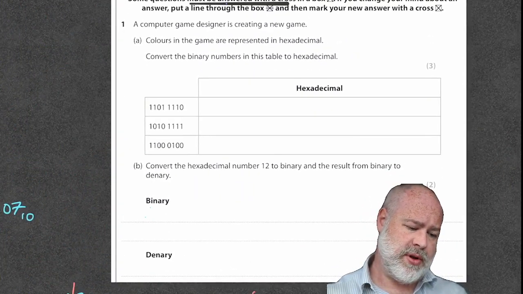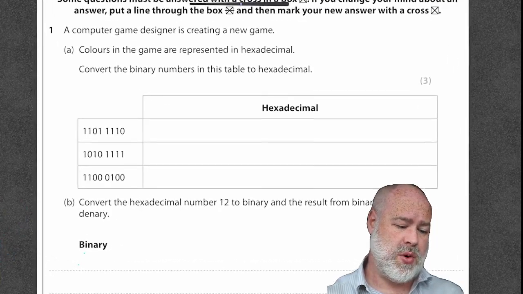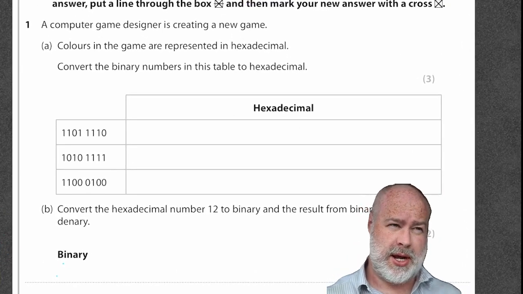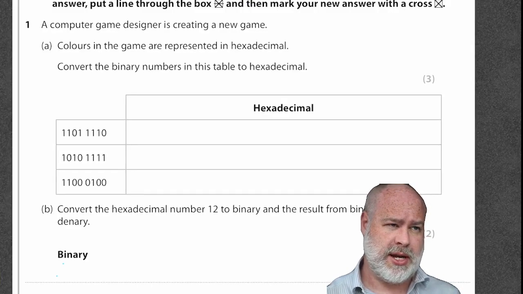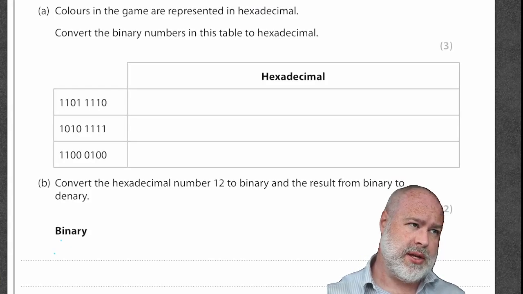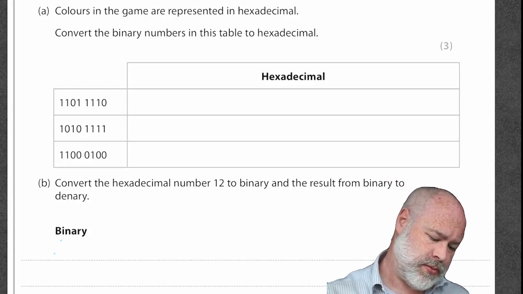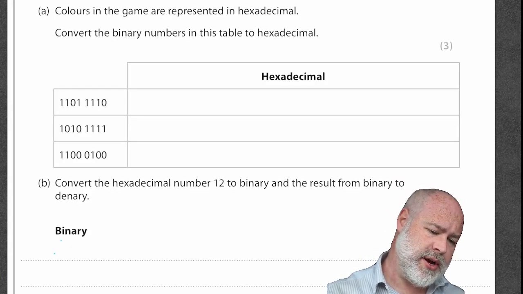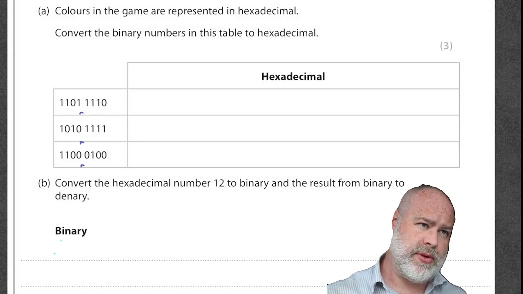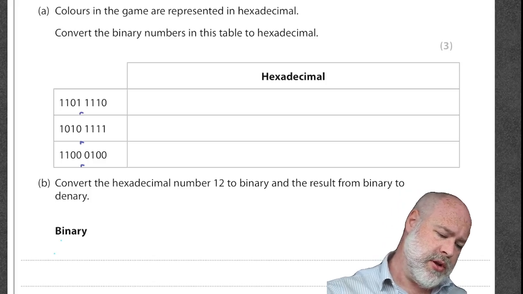So let's have a look at this exam style question. A computer game designer creates a new game. Colours in the game are represented in hexadecimal. Okay, so we looked at that idea earlier, didn't we? Convert the binary numbers in this table to hexadecimal. So how are we going to do that? Well, they've kind of given you a clue because they've given you a little gap between the nibbles. So you just look at each nibble.